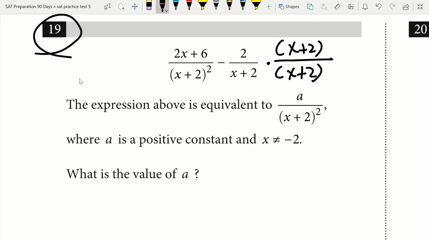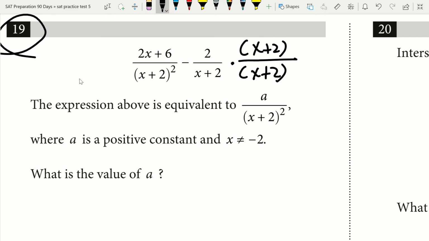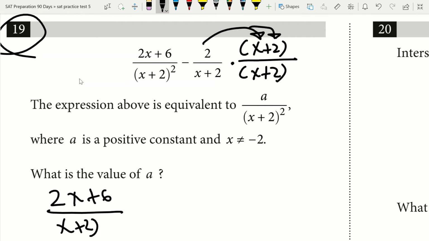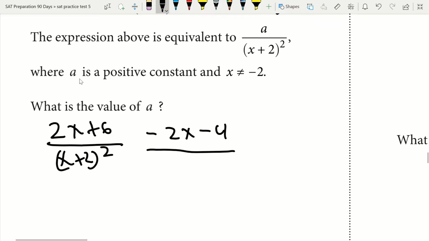Now when we do that, we have to distribute that negative 2 to our x and our 2. So now what we're going to be left with is 2x plus 6 all over our x plus 2 squared, minus 2x, minus 4, right? Because we have our negative 2 times 2, which will give us minus 4. So minus 2x and minus 4. And obviously that's all over x plus 2 squared, since that is indeed our common denominator.